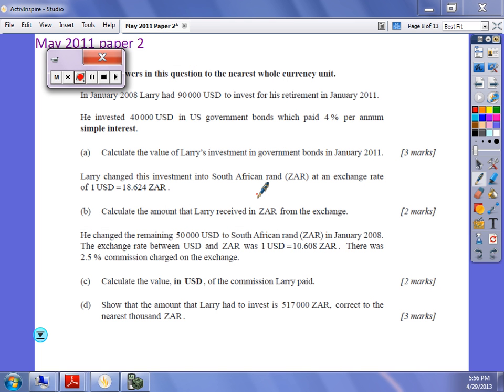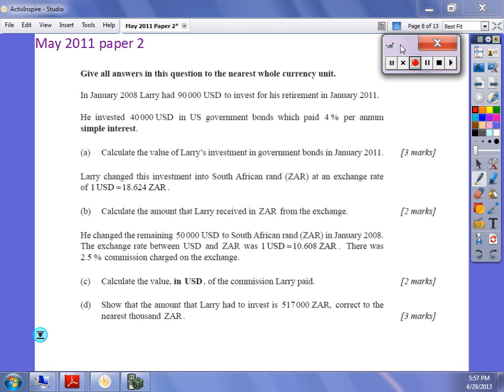This is the May 2011 paper 2, problem 4, and we see that we've got a financial problem. We're going to be doing some currency exchange as well as calculating some simple and compound interest in this problem.